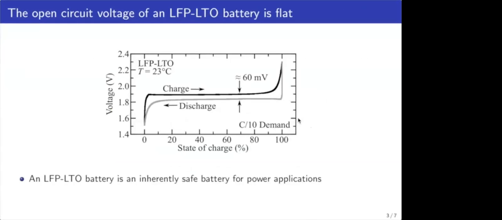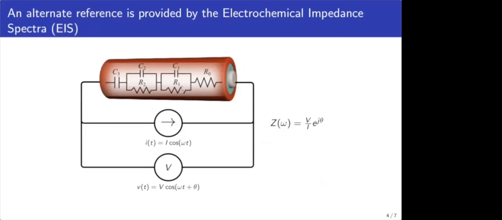A relatively new type of battery pairs a lithium iron phosphate cathode with a lithium titanate anode. This battery is inherently safe and useful for high power applications. Here we see a plot of the open circuit voltage of this battery, and we see that the response is flat over a large portion of the operating range. And indeed, there's hysteresis depending on whether you arrived at that state by charging or by discharging. So for these types of batteries, we need an alternate reference.